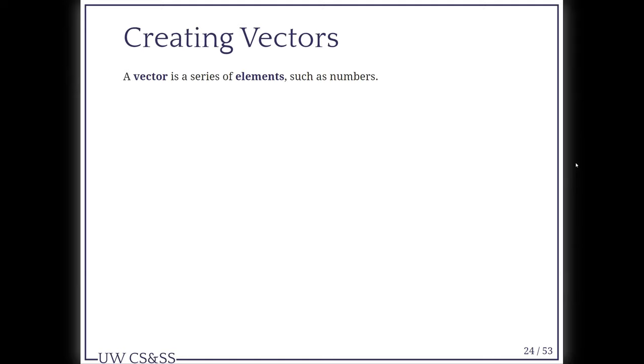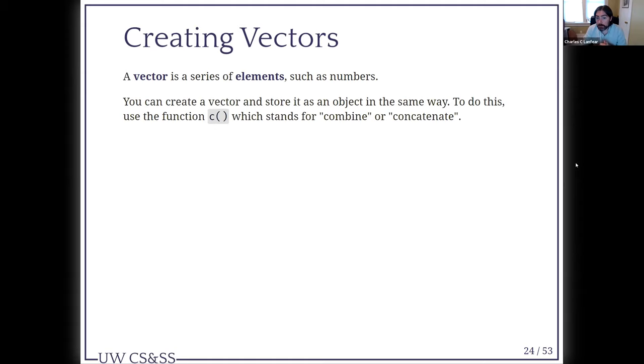Okay, so the question that was anticipated earlier is, what is a vector? Well, a vector is a series of elements, such as numbers, okay? So you can create vectors, and you can store them as an object in the same way we assigned new.object earlier. If you want to create a vector, which is just a series of things like numbers, you need to use a function. This function is c. c stands for combine, or in the fancy words of programmers, concatenate.